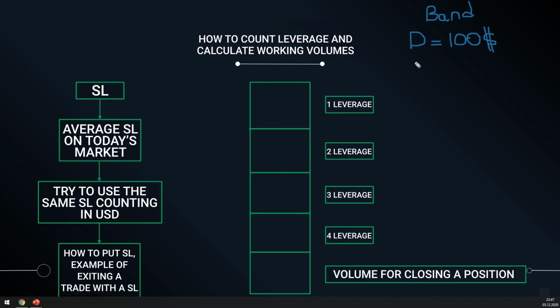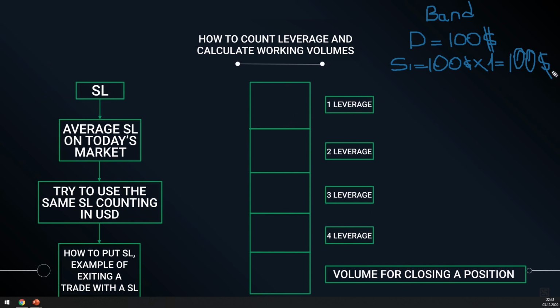So the first thing we're going to do is to understand the size of the position for the first leverage in dollars. So we multiply, let's take S1, we multiply $100 on 1. It doesn't matter how strange it sounds, but it is what it is: 100 on 1, and we get $100 for the first leverage, the dollars position.